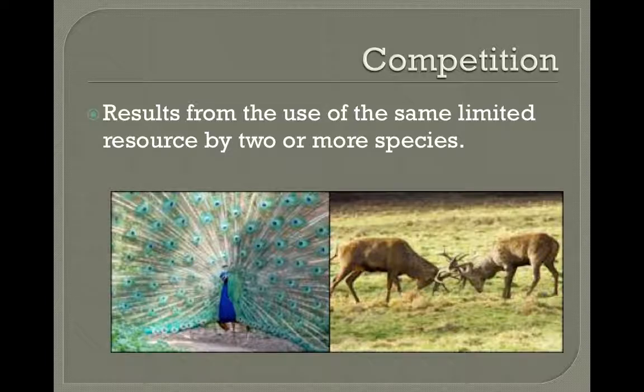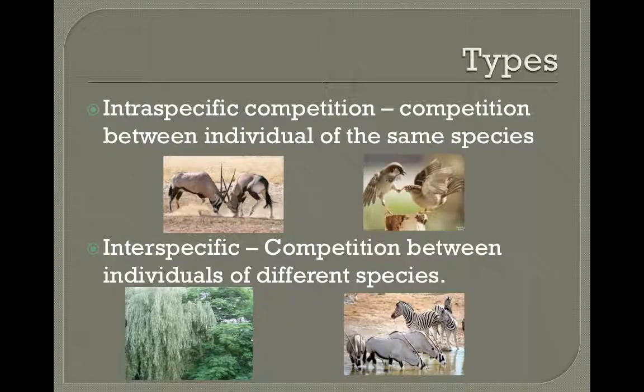Competition results from the use of the same limited resource by two or more species. The two types are intraspecific competition, competition between individuals of the same species, and interspecific competition between individuals of different species. I always think it's important to analyze these pictures for what is the resource that these species are competing over.